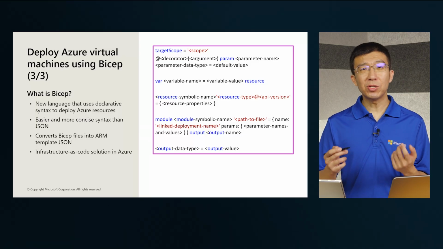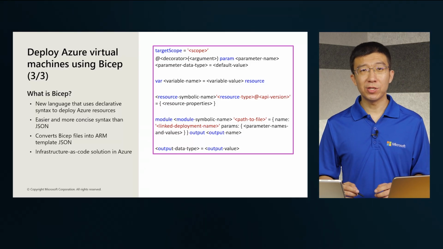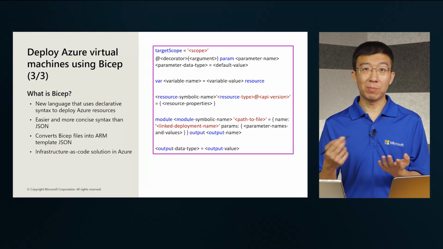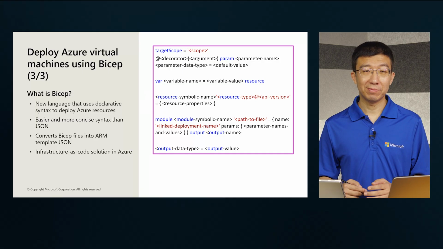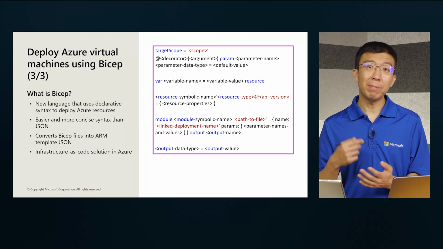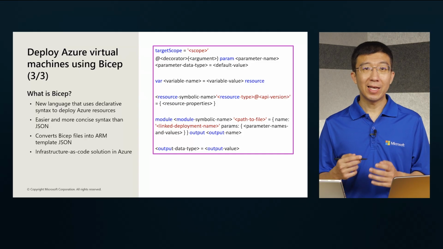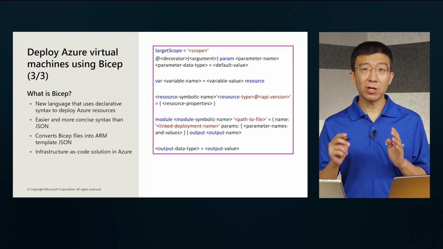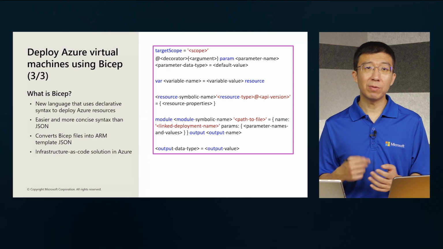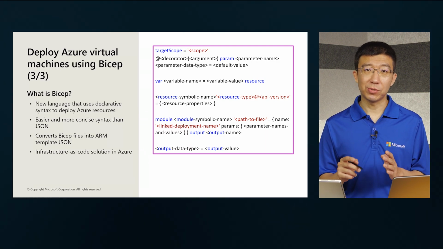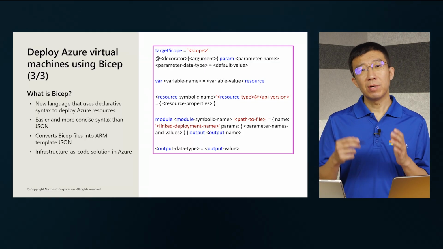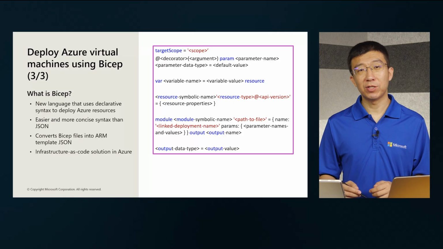Bicep is a new language for deploying Azure resources using declarative syntax. It's easier and more concise than JSON. Bicep files are converted into ARM template JSON. It's an infrastructure as code solution for Azure. You'll use parameters, variables, resources, modules, and outputs to define your deployments. Learn more about Bicep in the Microsoft documentation.